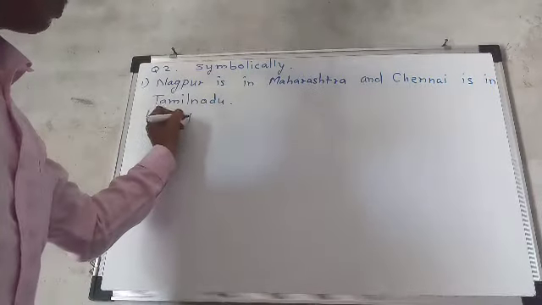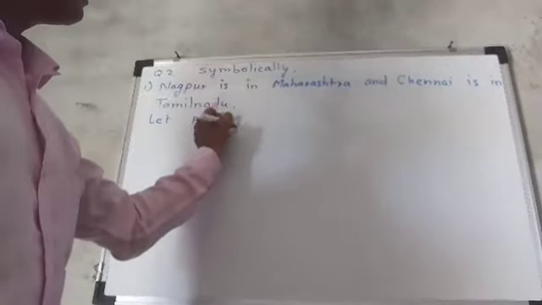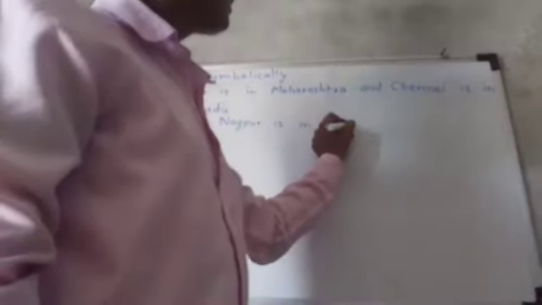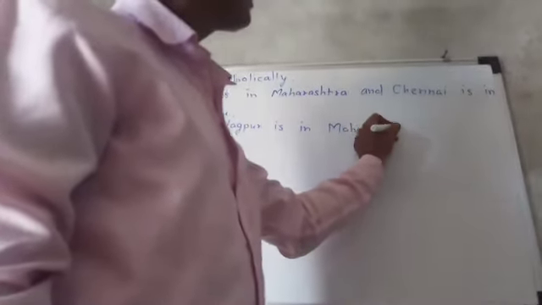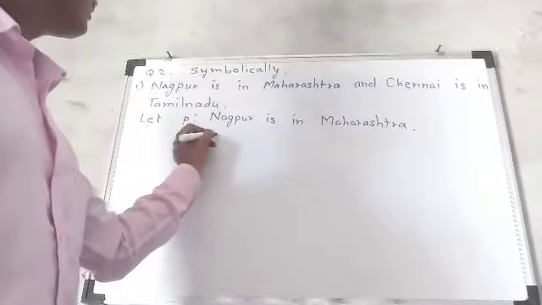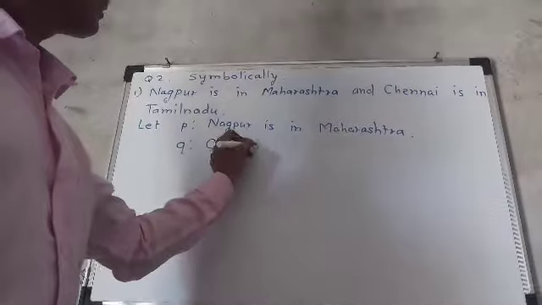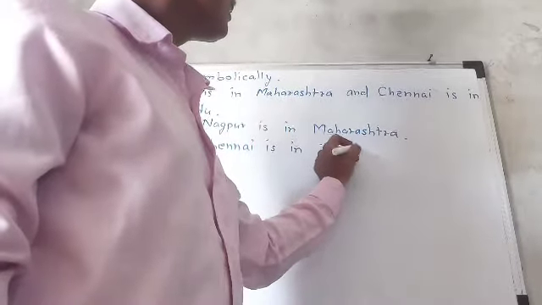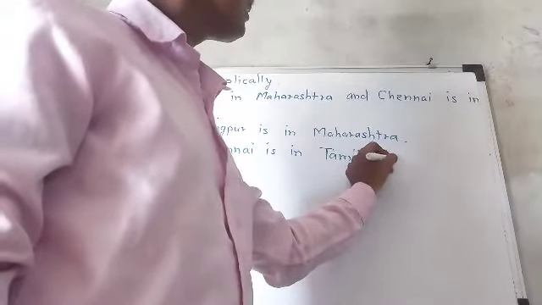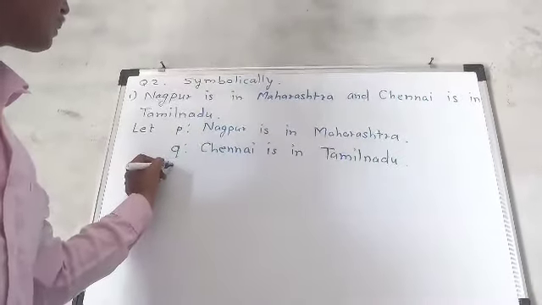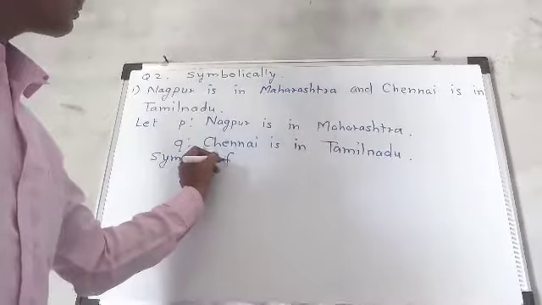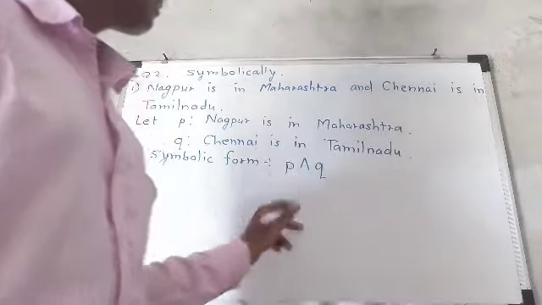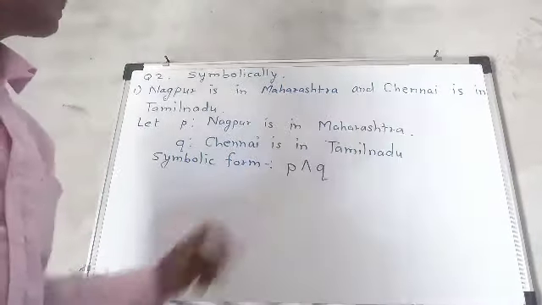To write it symbolically, let P: Nagpur is in Maharashtra. Q: Chennai is in Tamil Nadu. Symbolic form: P conjunction Q. This is the symbol of conjunction.